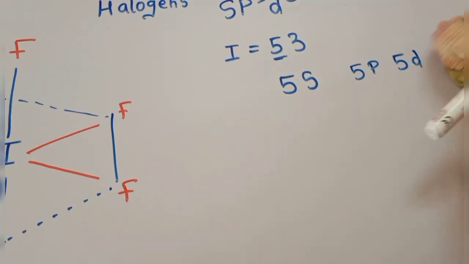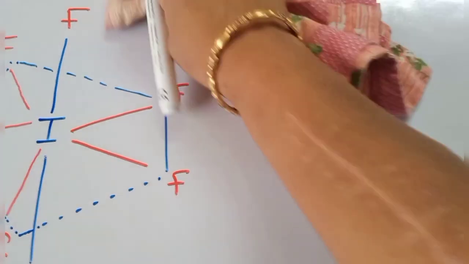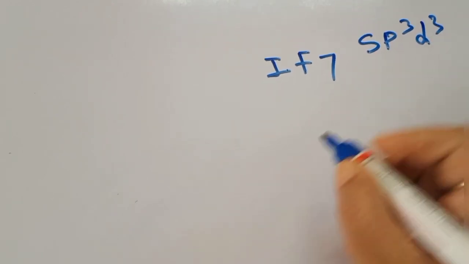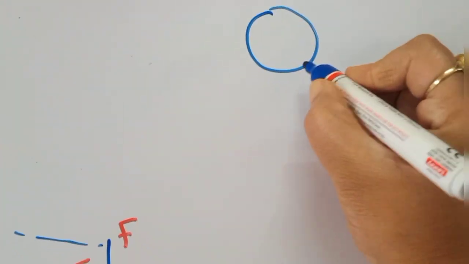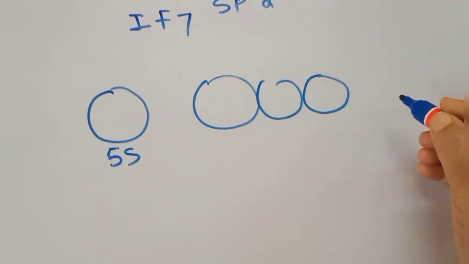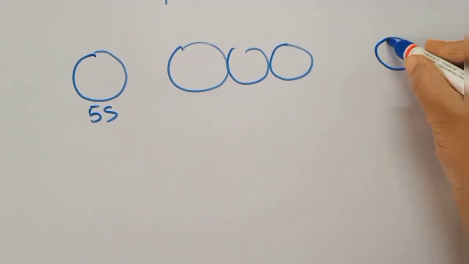So how will we make these orbitals? Let us see here. For IF7, as we know, the geometry is pentagonal bipyramidal and the hybridization is sp3d3. So we will make the 5s, 5p and also the 5d orbitals.